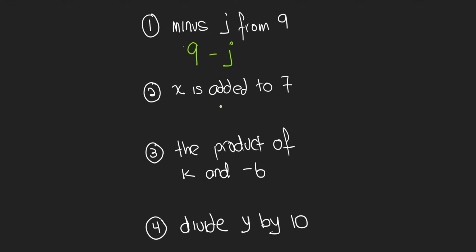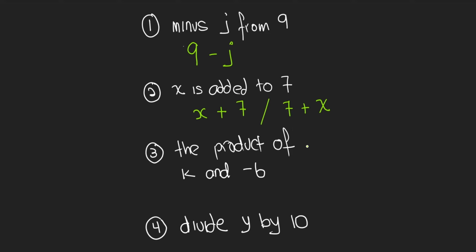It says x is added to 7. So we have x added, which means plus, to 7. You can also write this as 7 plus x. Now both will yield the same result for a simple reason. Addition has commutative property, which means x plus 7 or 7 plus x will give you the same results. But you can't say the same for subtraction. 9 minus j is not the same as j minus 9. Remember that, yeah? Okay.